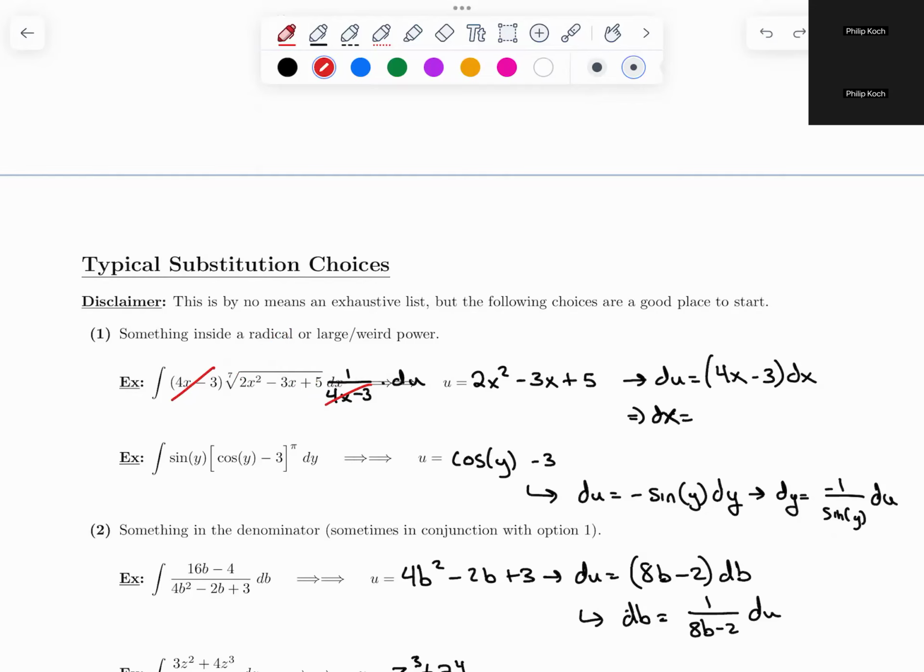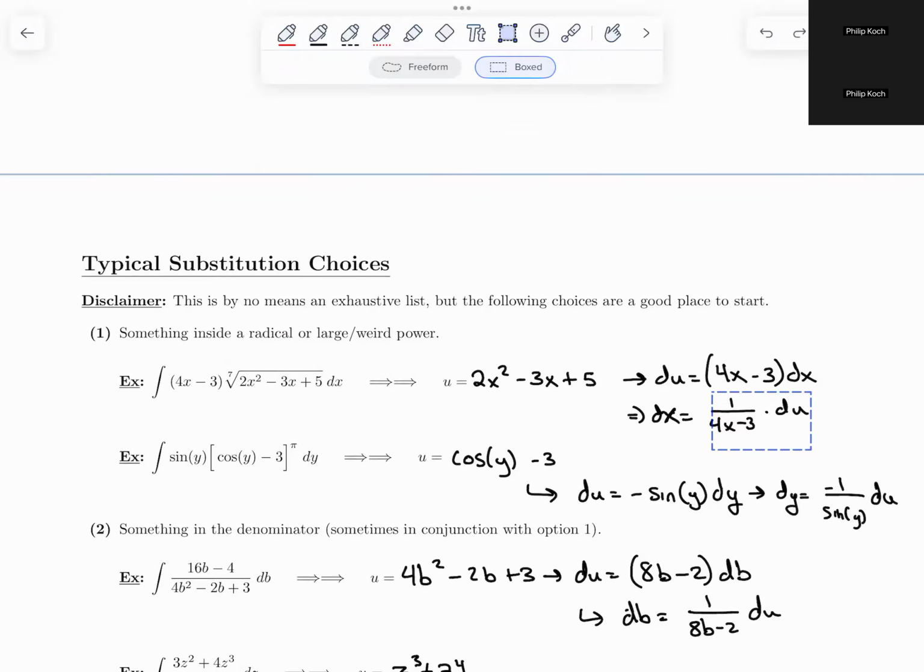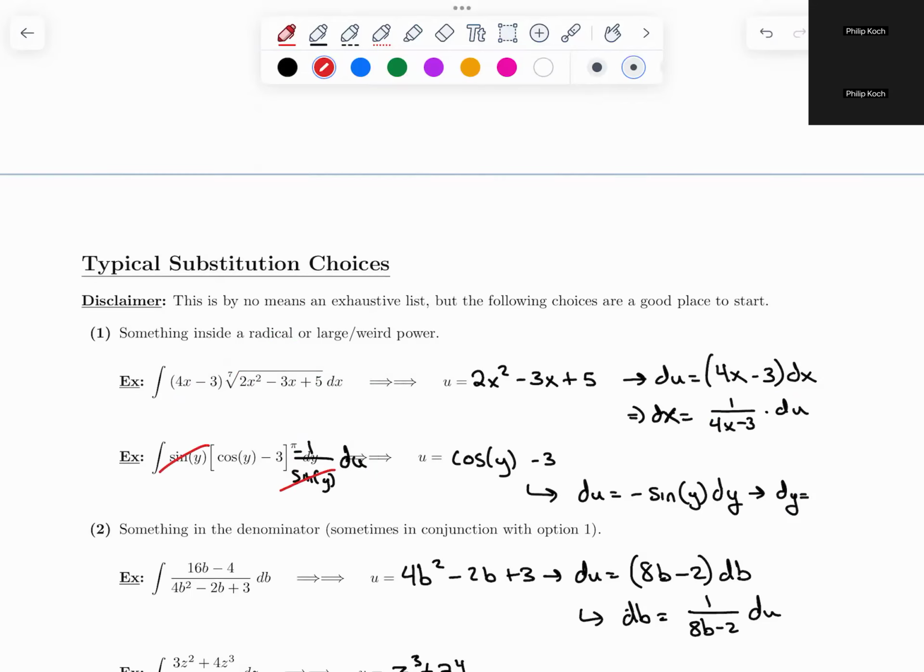Similarly with the next one. If I were to replace dy with what it is, dy is equal to negative 1 over sine y du. Replacing dy with what it is, the sine y's would cancel. Cosine y minus 3 is u. So we've got that these cancel. This negative 1 sticks around, and this is u to the pi. And that is something we can integrate. The integral of u to the pi would be u to the pi plus 1 over pi plus 1.